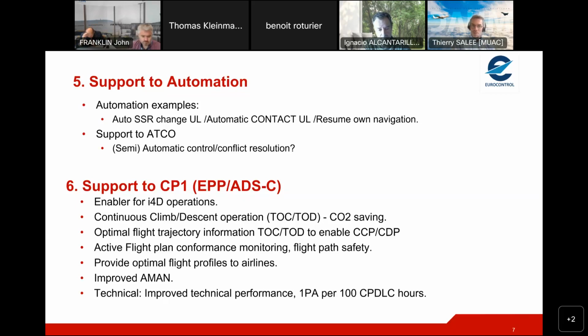I don't have time to explain much more about ADS-C because it would require another hour, but I think you can look or you can ask for feedback afterwards.